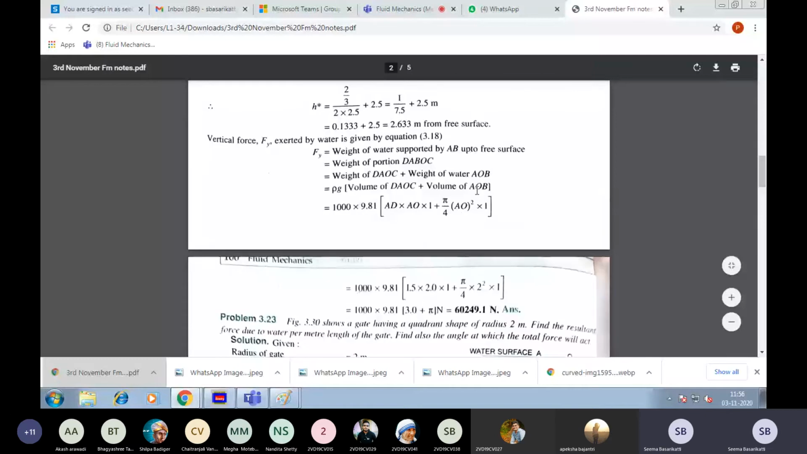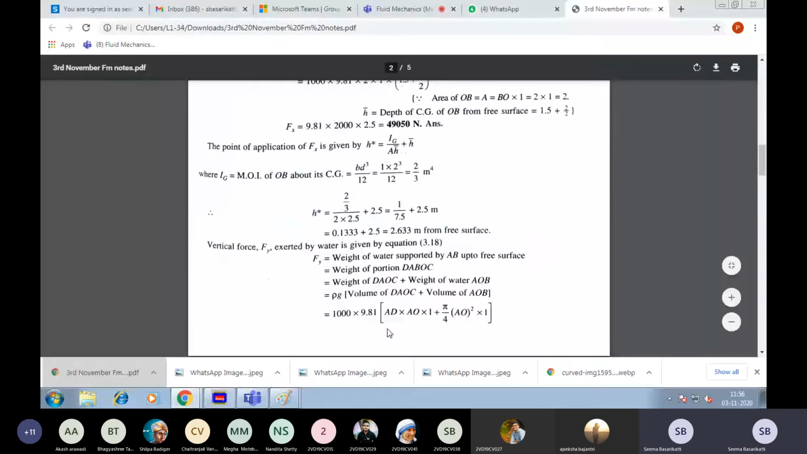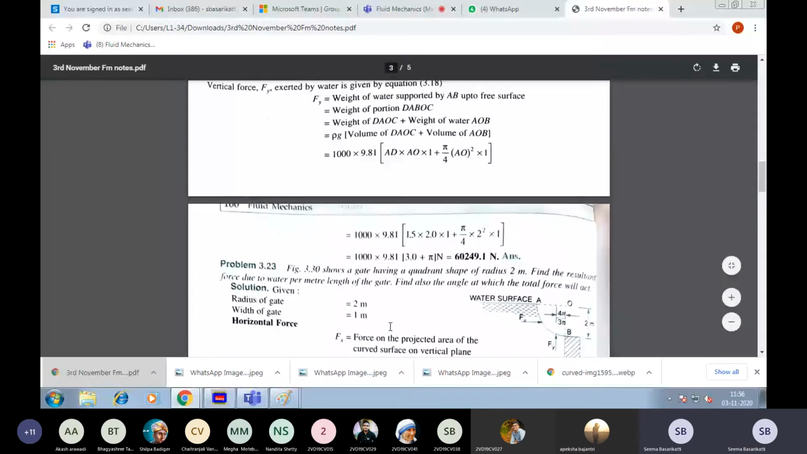So calculate, and the value of Fy is going to be obtained as 60,249.1 Newton. So this is the force exerted in the x and y directions. Width is 1 meter; the thickness is given as 1 meter. So the volume of the triangle is identified by taking area into width.